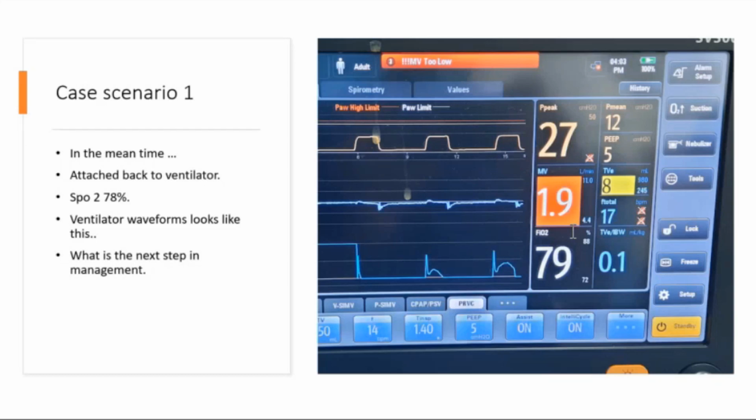Anybody can contribute. We spoke about the guidelines 15 minutes back. Dr. Indumati spoke about the guidelines. So I want the ICU residents, whoever is there, to answer. What is the first thing we do? Yeah, that's the first thing. You will increase the FiO2. Okay.